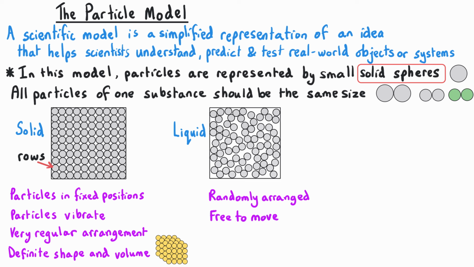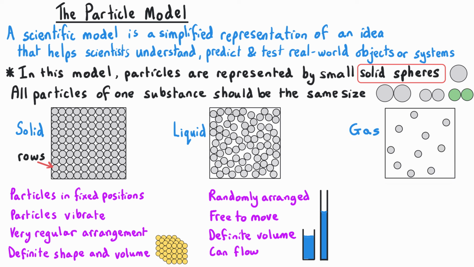And they're free to move rather than vibrate. So they are moving around and moving past each other in this particle model for a liquid. Liquids have got a definite volume. That means the amount of space that they occupy can't change, but liquids can flow because their particles can move. And that means that liquids will fill up a container from the bottom upwards until that volume has been spent.